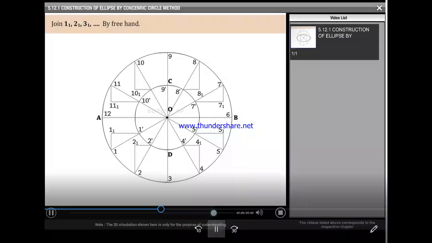Now join 1', 2', 3', etc. by freehand. The curve obtained is an ellipse.